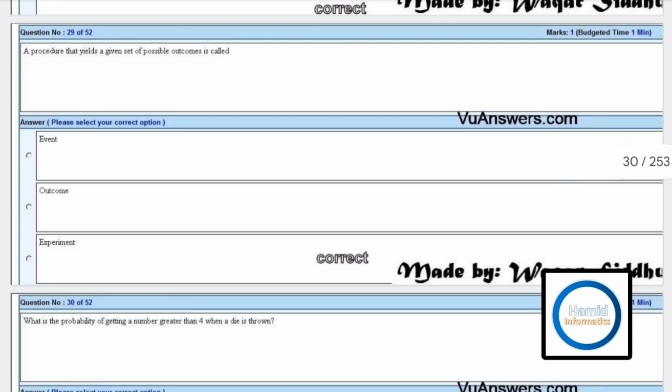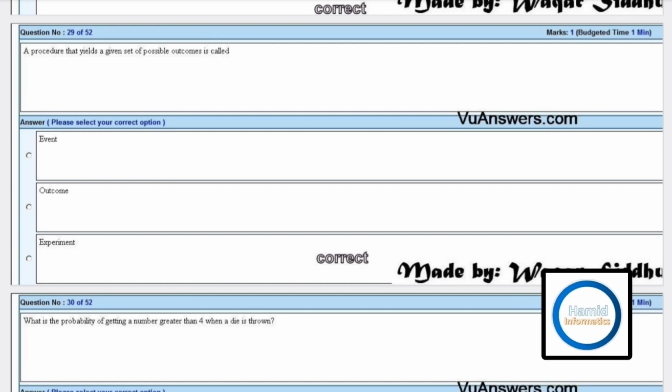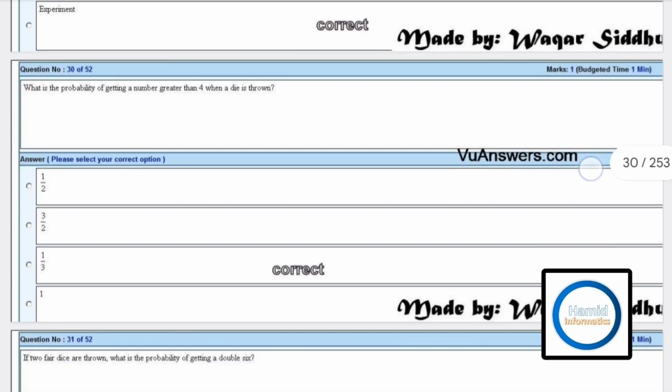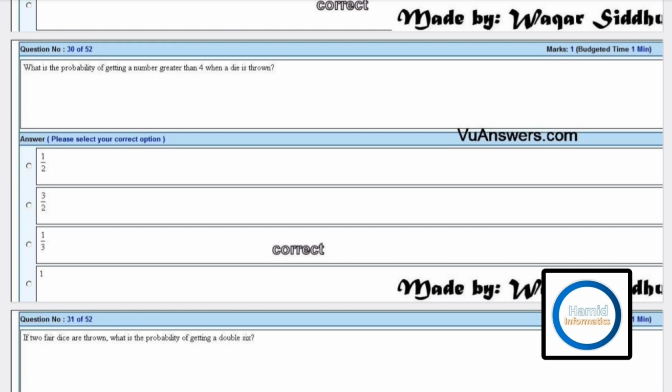Next one is a procedure that yields a given set of possible outcomes is called. Answer is experiment. Next question is what is the probability of getting a number greater than 4 when a die is thrown? Answer is 1 by 3.